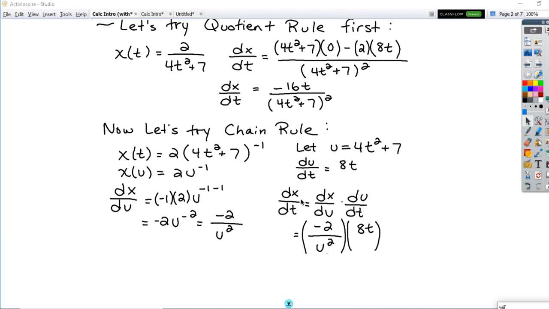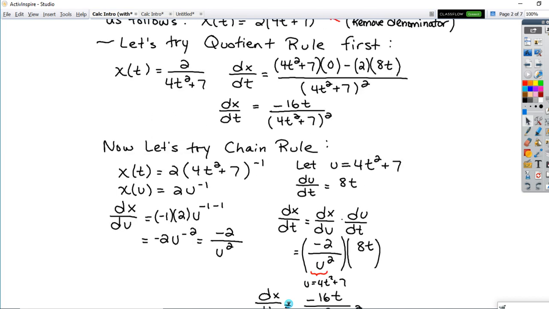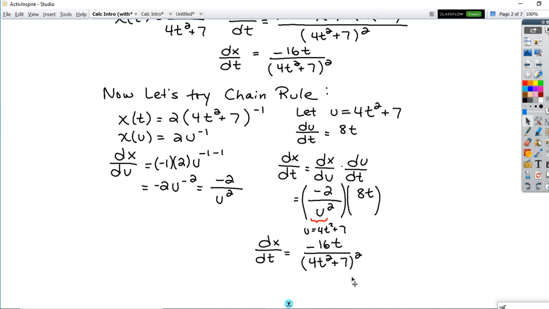The chain rule says dx by dt is dx by du times du by dt, which is -2 divided by u squared times 8t. But remember, we have to substitute back in u equal to 4t squared plus 7, and we get dx by dt is -16t divided by 4t squared plus 7, the quantity squared. And that's, in fact, what we got by using the quotient rule as well.